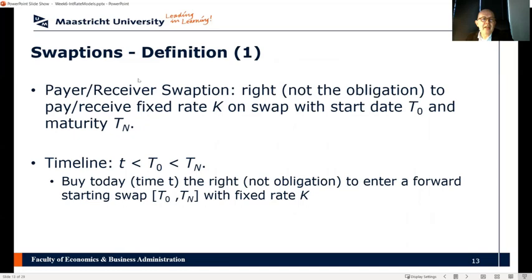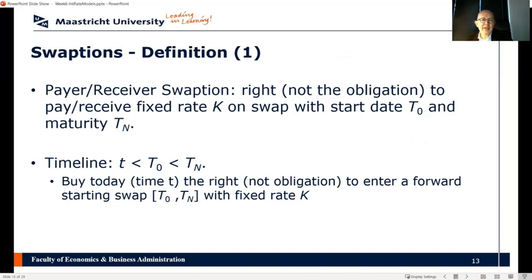So let's take a look at a swaption. So a swaption is now an option on an interest rate swap. So when we have a payer swaption, this is the right, but not the obligation to start paying a fixed rate K on a swap that starts at time t0 and runs until maturity tn.